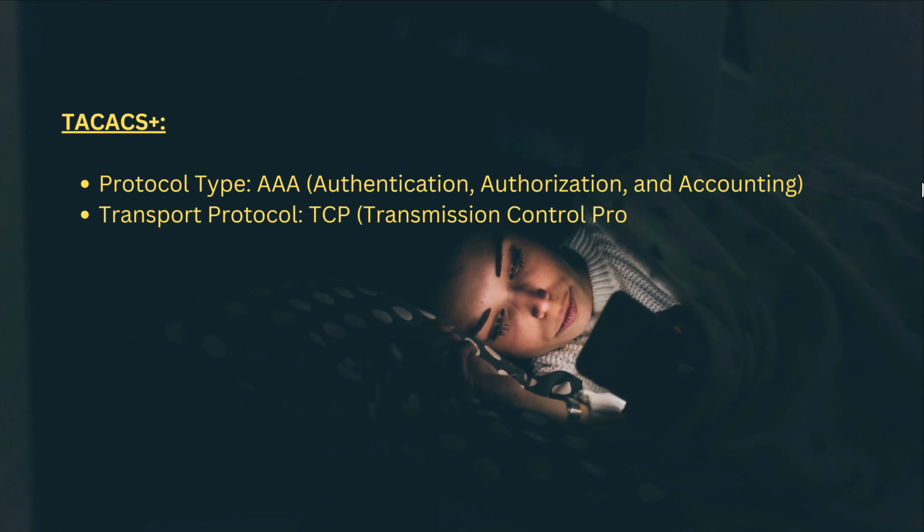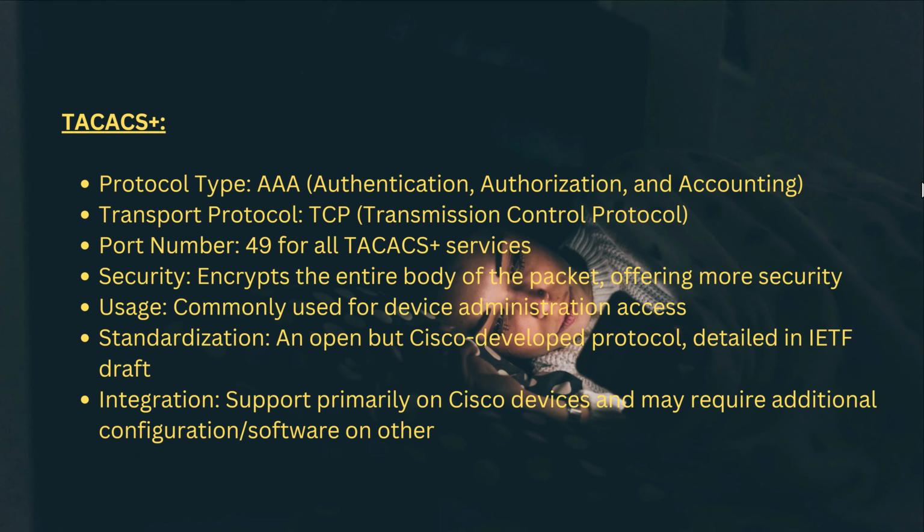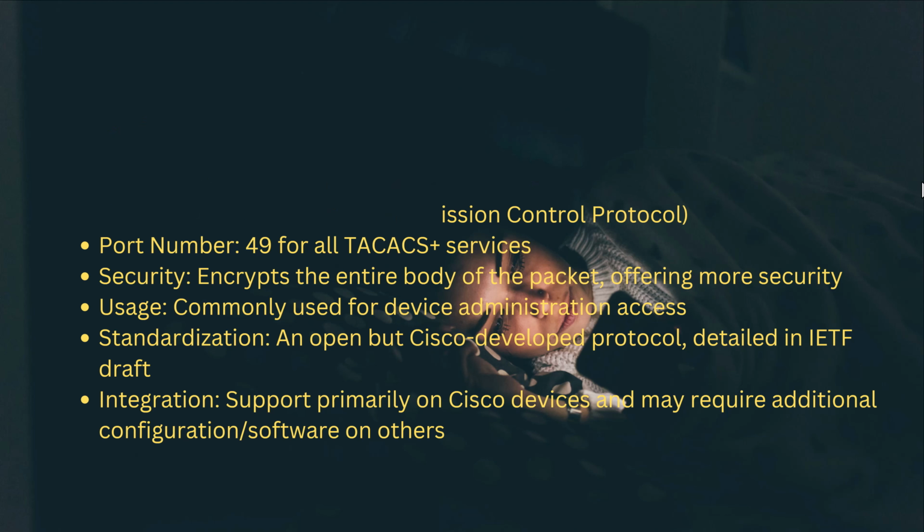As you can see on my screen, the protocol type is AAA, and TACACS utilizes TCP, Transmission Control Protocol. The port number used is 49, and it encrypts the entire body of the packets, offering more security compared to the Radius server. The usage is commonly for network device administration access, and the integration support is primarily for Cisco devices for TACACS Plus. If you have non-Cisco devices, you have to rely on Radius.